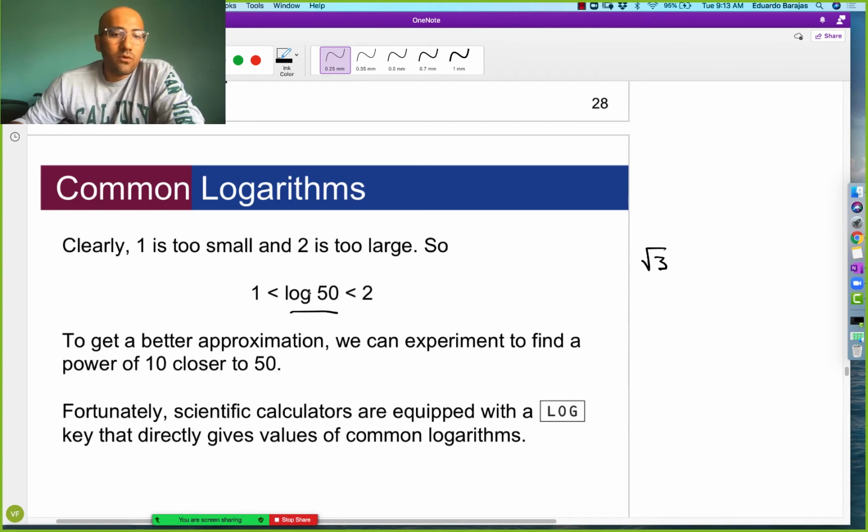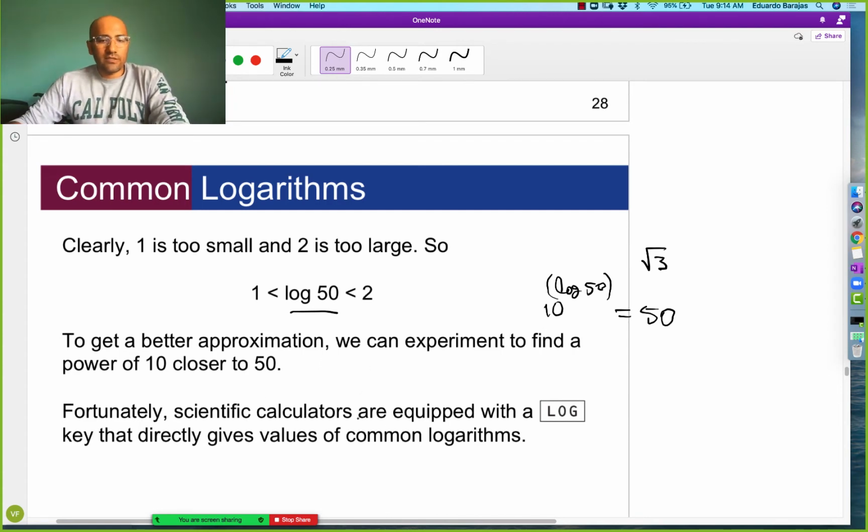It's some decimal that has a certain property, the property being that 10 raised to the power of this decimal equals 50, right? 10 to the power of whatever this decimal is, log of 50. Whatever this decimal is, it has the property that 10 raised to that decimal is equal to 50. Right? Good. But we can use technology to get an approximation.